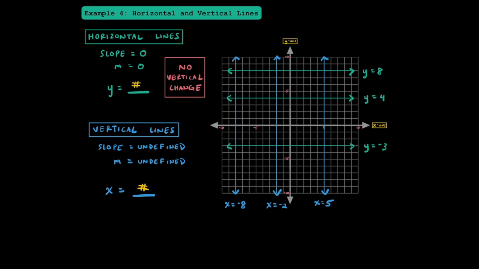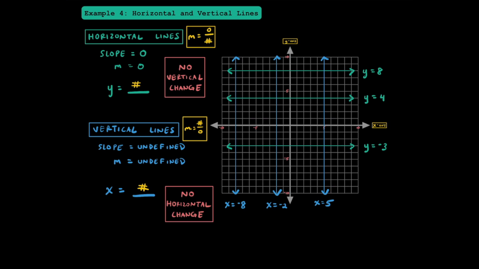These two types of equations are unique because horizontal lines have no vertical change, and vertical lines have no horizontal change. That means that the slope for horizontal lines will always be 0 over some number, and the slope of vertical lines will always be some number over 0. For horizontal lines, 0 divided by any number will be 0, and for vertical lines, the slope is undefined since we can't ever divide by 0.